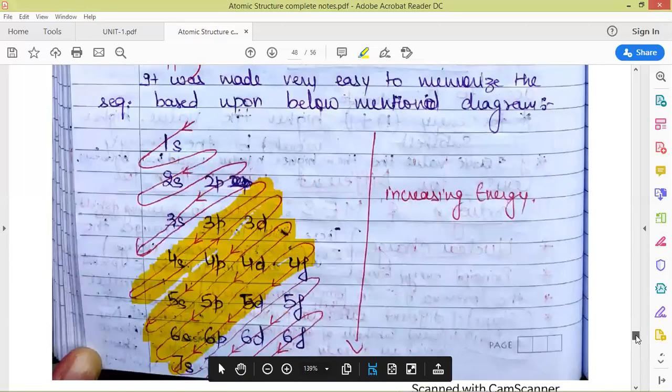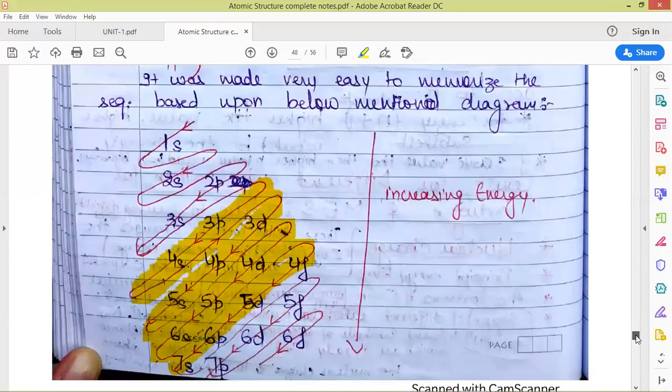Based upon this principle, we'll be doing the electronic configuration of different elements. The electronic configuration we'll be discussing in the next video.